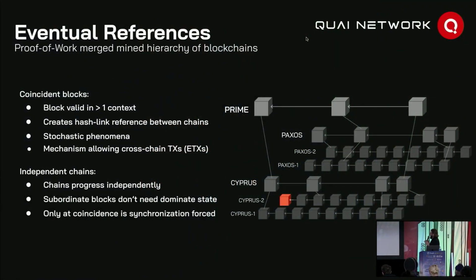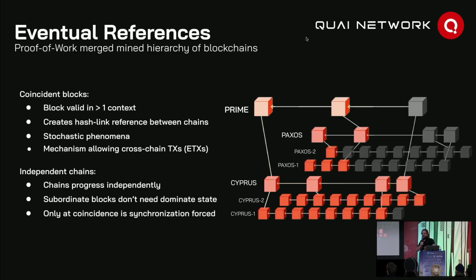So this is an example of what it looks like to do an eventual reference. So say I have this block, and I'm looking at this context. If I start mining blocks, I'll eventually create what I call a coincident block, which is creating a hash-linked reference between the different contexts. So now all contexts that are just highlighted are now referenceable in that subordinate Cypress 2 context. And if I keep progressing, what we'll see is that I'll eventually start highlighting the entirety of the ontology. So you can see there was a time delay between a transaction happening in Paxos 2 and being re-referenceable in Cypress 2, but we've asynchronously guaranteed eventual referencing.